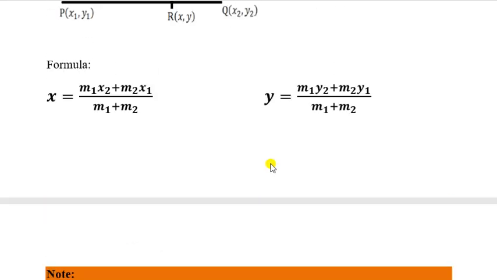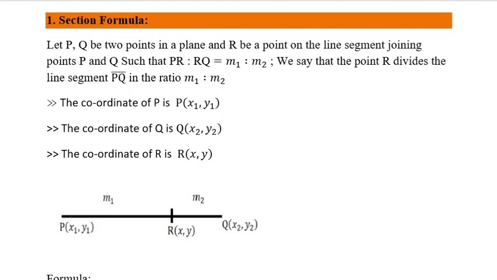See here, in the section formula, try to understand this diagram first. This is a line segment, and you know, for making any line segment we need two endpoints, and for these two endpoints you will get coordinates also. This P is one endpoint and Q is the other endpoint. You will always get them in the question also. I have given here the coordinates of P as x1 y1 and the coordinates of Q as x2 y2.